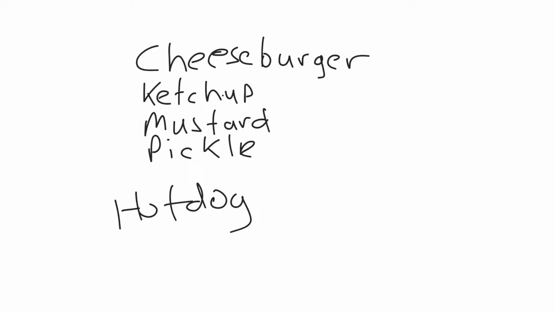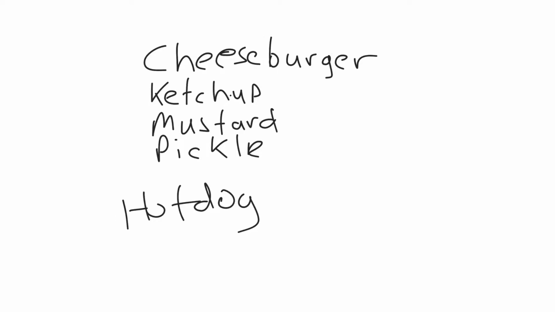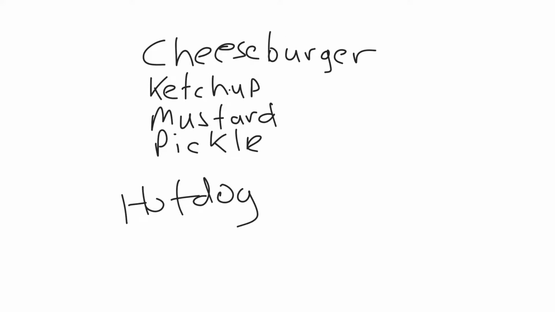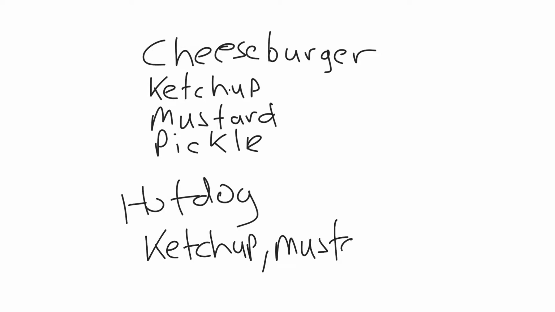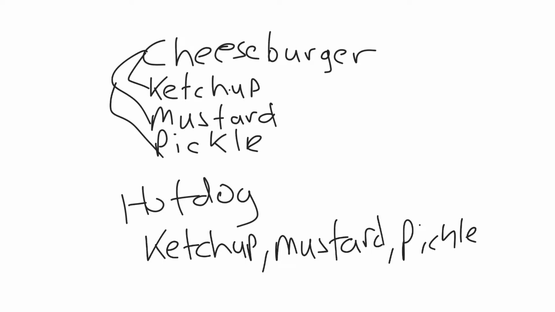Now we have those same choices for our hot dog. That means we can get a hot dog with ketchup, a hot dog with mustard, or a hot dog with pickle. Probably relish, honestly. But so in this scenario, that means we've got 1, 2, 3 combinations for a cheeseburger, and 1, 2, 3 combinations for a hot dog.